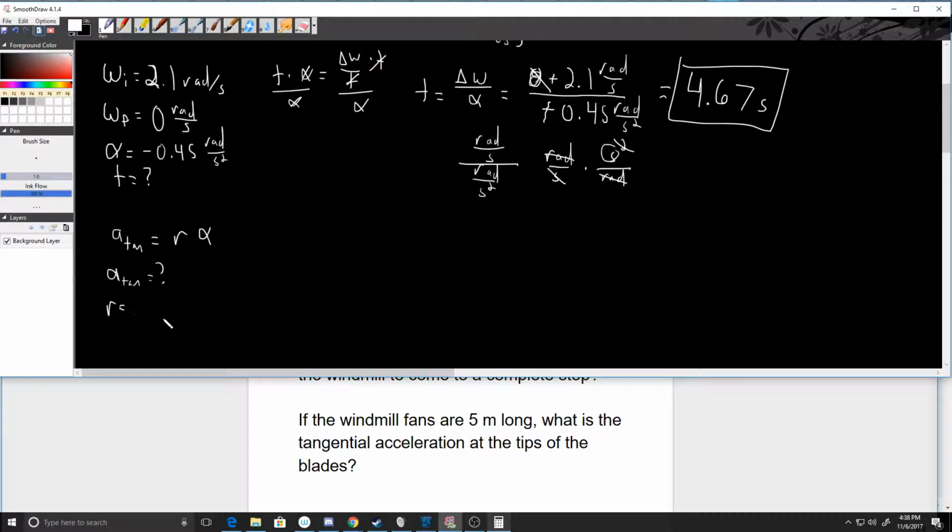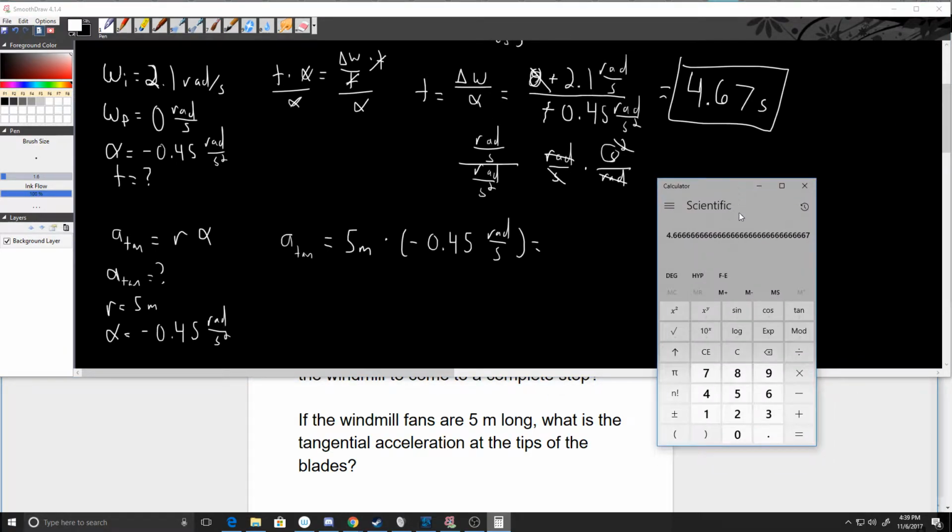The radius, we said the blades are 5 meters long, and we want to know at the tips of them. And the angular acceleration, going back to the previous question, is negative 0.45 radians per second squared. Since I'm looking for tangential acceleration, that's already by itself. The radius we said was 5 meters, times our angular acceleration, negative 0.45 radians per second squared. That's just the math we have to do.